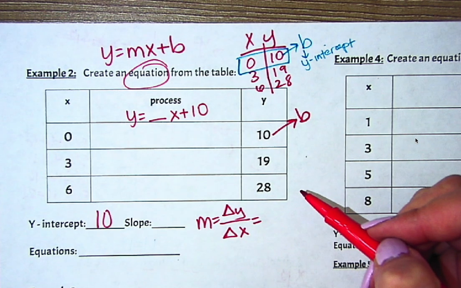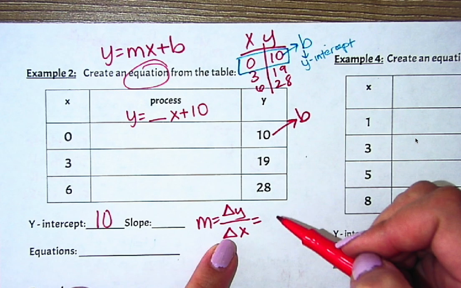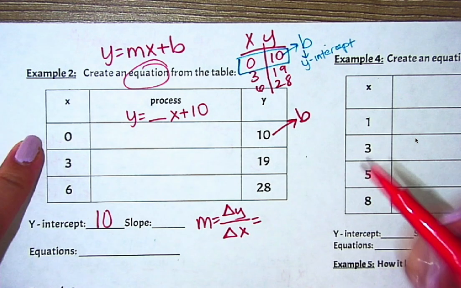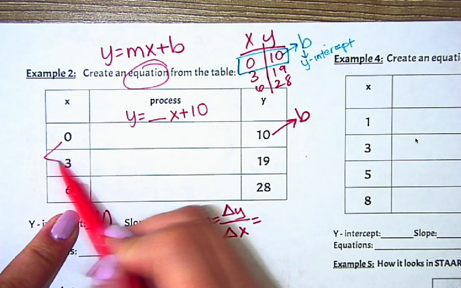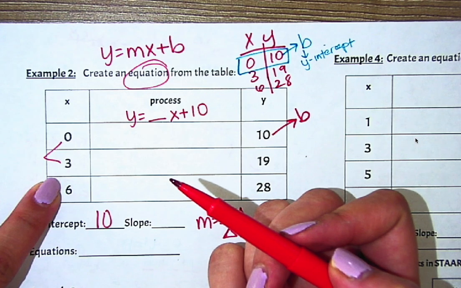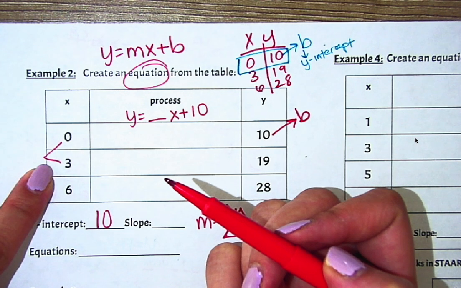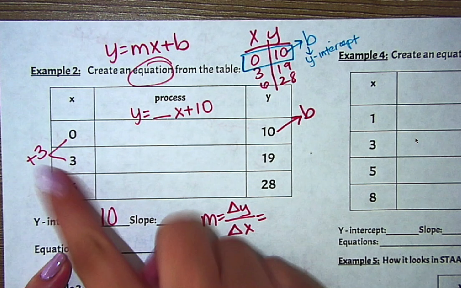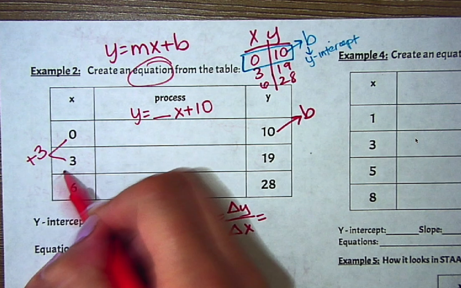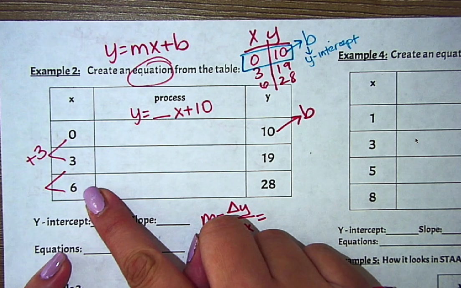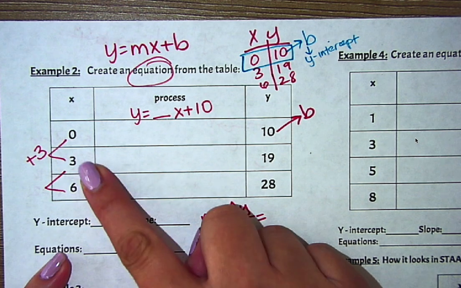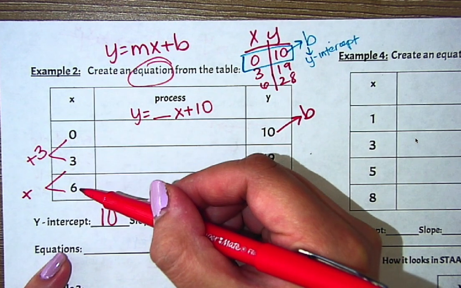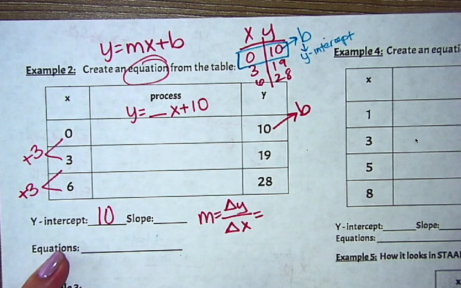So, for this part, we are going to see the pattern. So let's go ahead and just start on the x side. We're going from 0 to 3. So what do we have to do to get to 3? Well, we have to add 3, right? Because 0 plus 3 is 3. Let's see the next pattern. We're going from 3 to 6. Our number is getting bigger, right? So that means we're going to add. Then how many do I need to add to get to 6? 3 again. So that's my change in x.